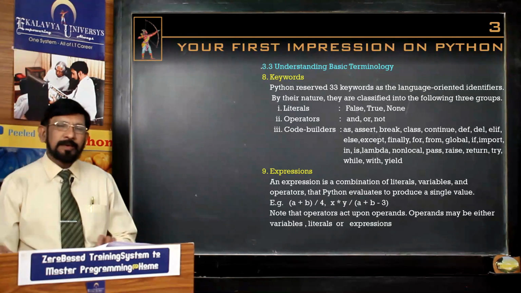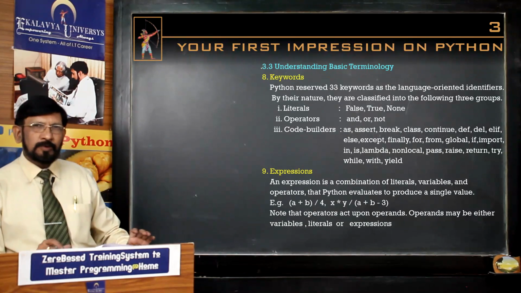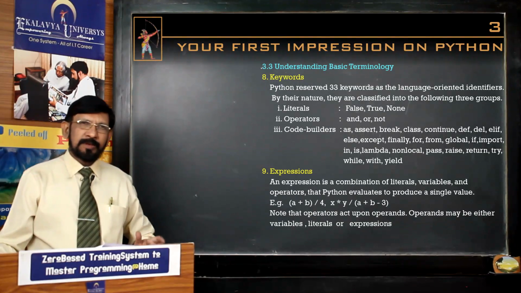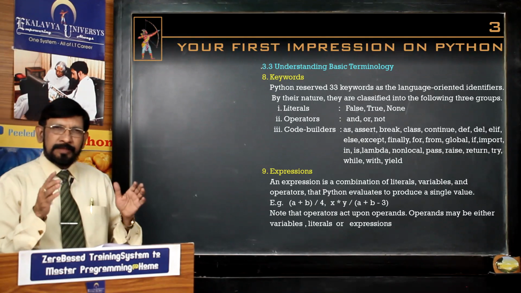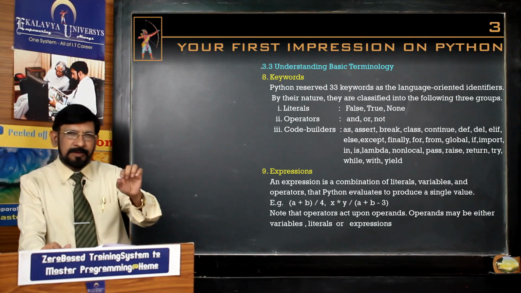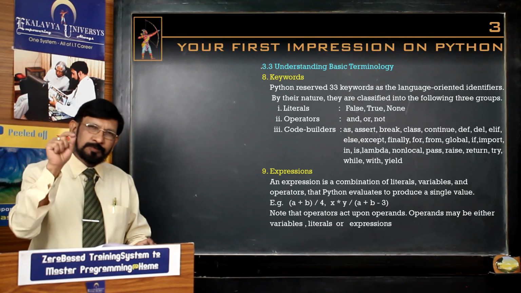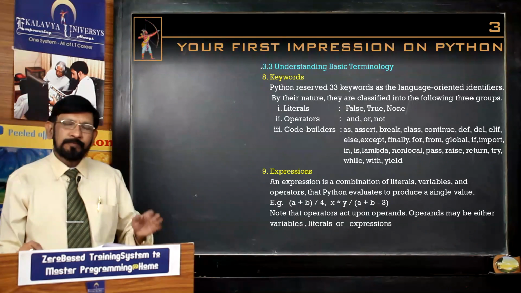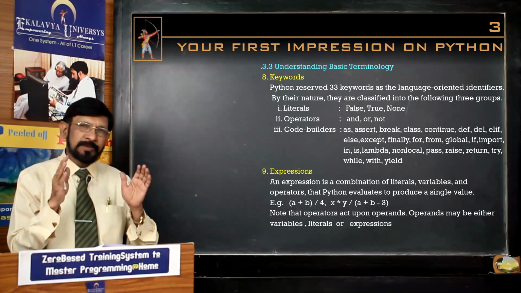Next, the 8th one, keywords. Keywords are also known as reserved words. Every programming language reserves certain words for its own use. That means they are part of the language, and the language gives the keywords a specific meaning and purpose. You must use that word for the particular specified purpose only. If you use it otherwise, it leads to an error. So, language defined keywords.